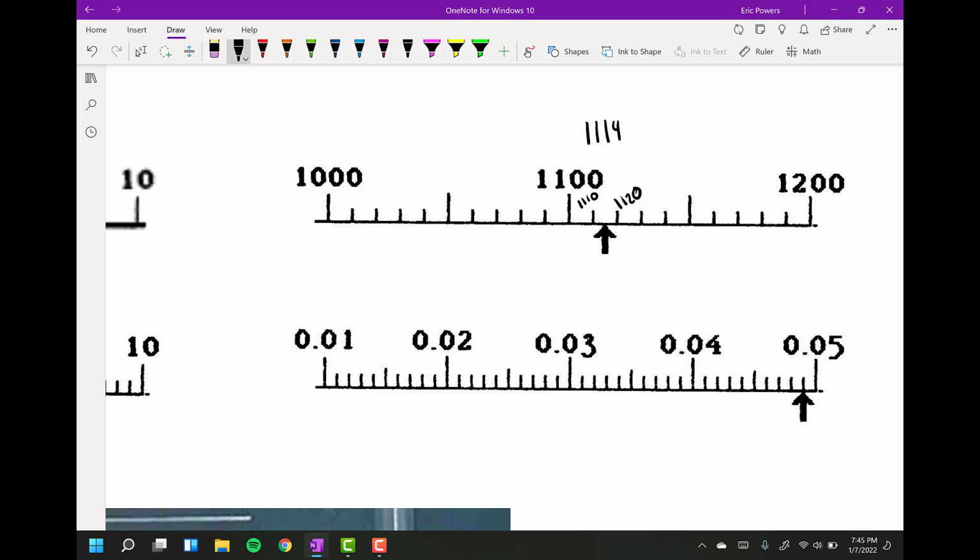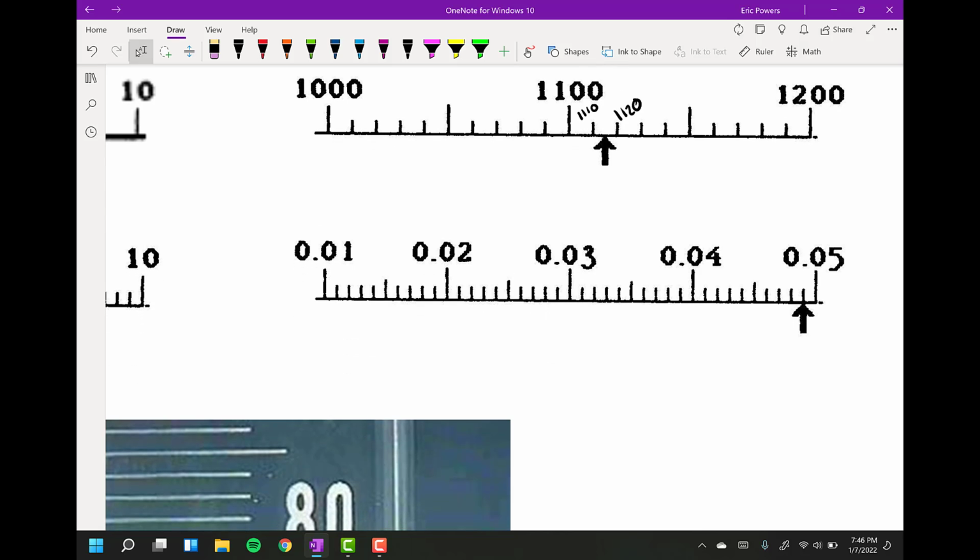Now that last estimate does carry some wiggle room. Everyone can estimate a little bit differently. 1,114, 1,115, 1,116. These would all probably be acceptable, but 1,111, which would be way over here, probably not a really solid estimate. So take your time trying to figure out where these fall.